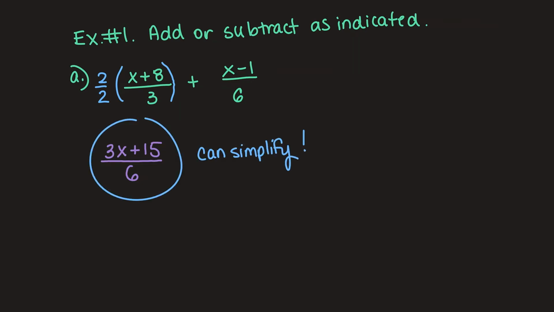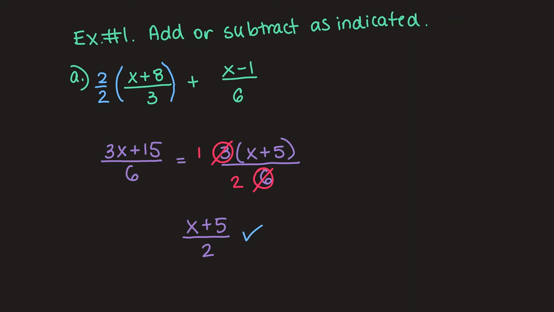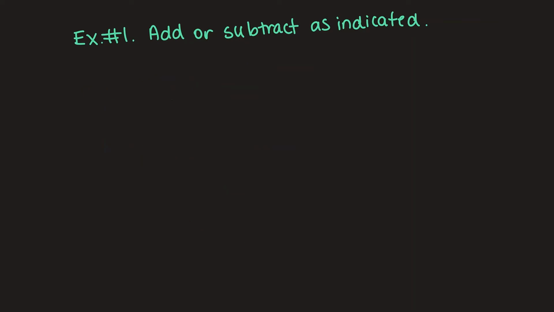And we can actually still simplify this expression. Let's factor the numerator. We can factor out a GCF of 3. And now we can actually reduce the 3 and the 6. And this will give us x plus 5 over 2 as our answer. For the next example, again, since the denominators are not the same, we will need to find the LCD.